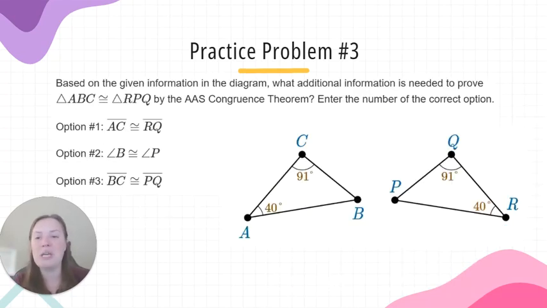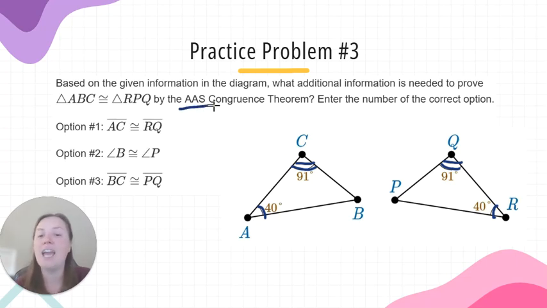Practice problem number 3. Based on the given information in the diagram, what additional information is needed to prove that triangle ABC is congruent to triangle RPQ by the angle side congruence theorem? Angle side, we are given two angles. So we have angle A here that corresponds with angle R. They're both 40 degrees. And I wish they did arc marks correctly here. But angle C is congruent to angle Q. These are the ones we are given.